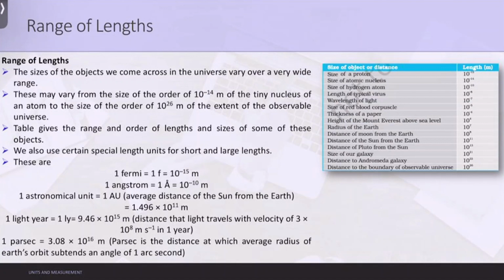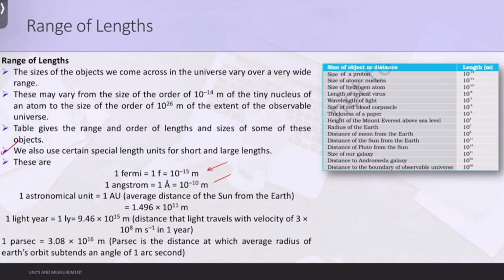Okay, so next thing is, what are the spatial lengths? First is, let's say, Fermi. What is Fermi? One Fermi is equal to 1 f, small f. 1 f is equal to 10 to the power minus 15 meters. Okay. Next thing is 1 angstrom, which is equal to 10 to the power minus 10 meters.